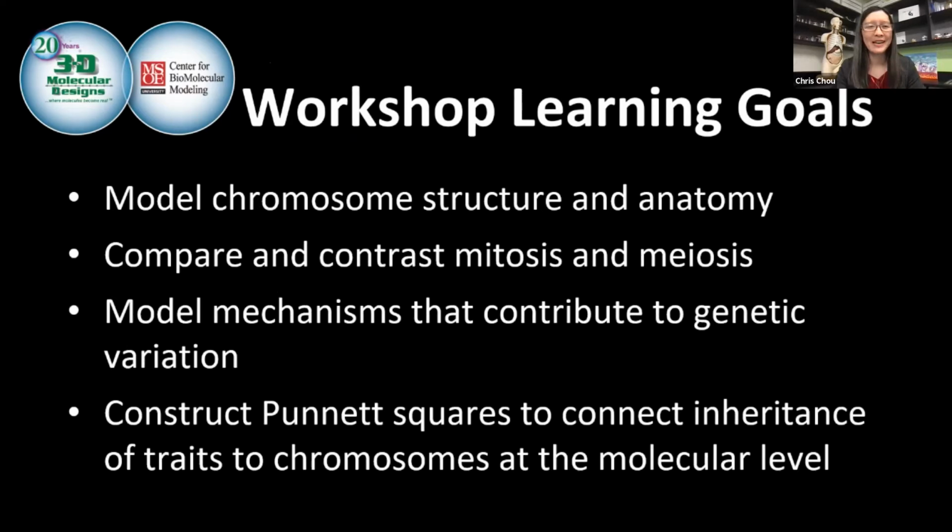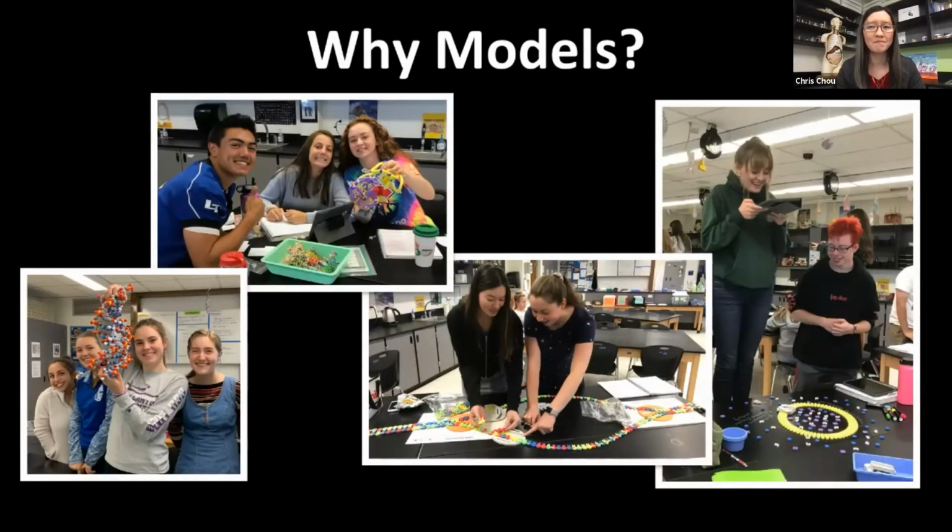So some of our goals tonight are to model chromosome structure and anatomy. I hope you all received your student modeling packs because we're going to have you break those out tonight and actually model with us. We're going to use those kits to compare and contrast mitosis and meiosis, model mechanisms that contribute to genetic variation, and kind of a bonus at the end is show how you can use these kits in Punnett squares to make the connections between the molecular level with chromosomes to traits.